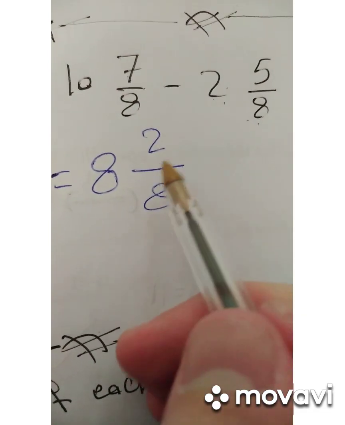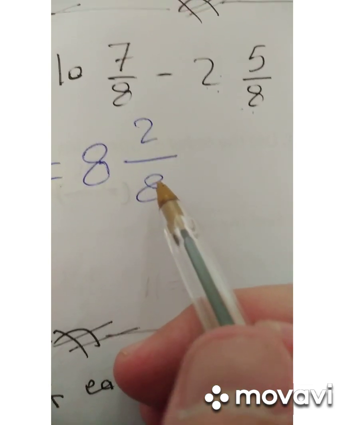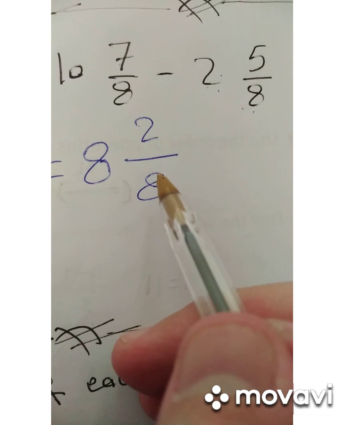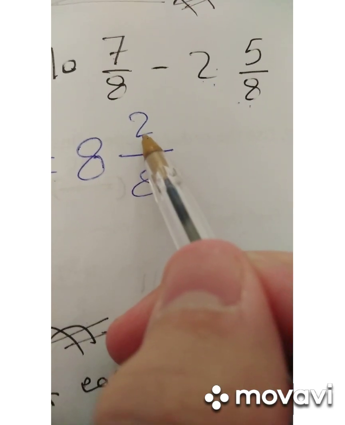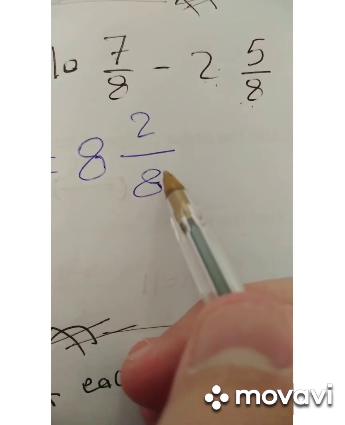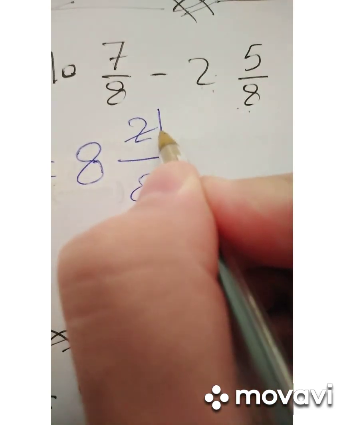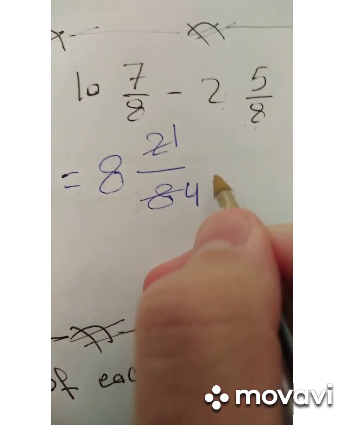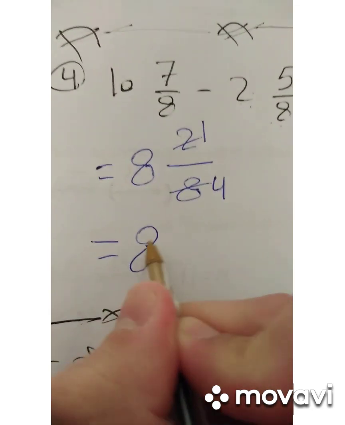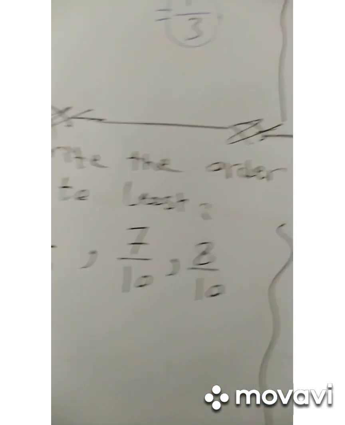Look at the fraction now. 2/8. Is it in simplest form? No, it is not in simplest form. Why? Because the GCF of 2 and 8 is 2. So we have to divide up and down over the GCF. 2 over 2 equals 1, and 8 over 2 equals 4. So our new mixed number now is what? 8 and 1/4 in simplest form.